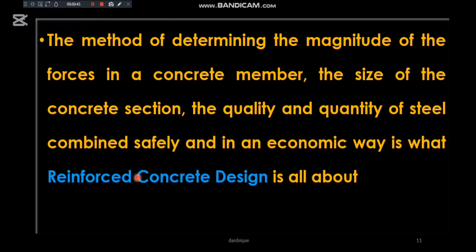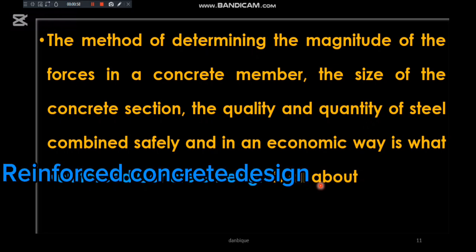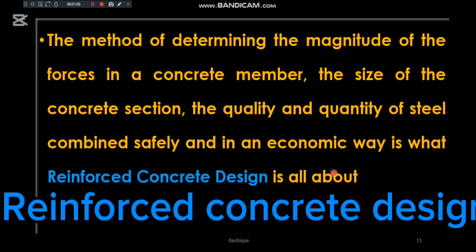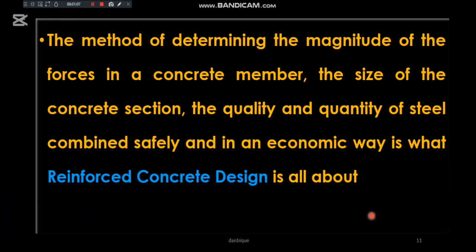So we understand that the method of determining the magnitude of the forces in the concrete member, the size of the concrete section, the quality and the quantity of steel combined safely and in an economic way is what we refer to as our concrete design. So what is reinforced concrete design? It is just the safe and economic way of combining concrete and steel in order to serve the purpose.